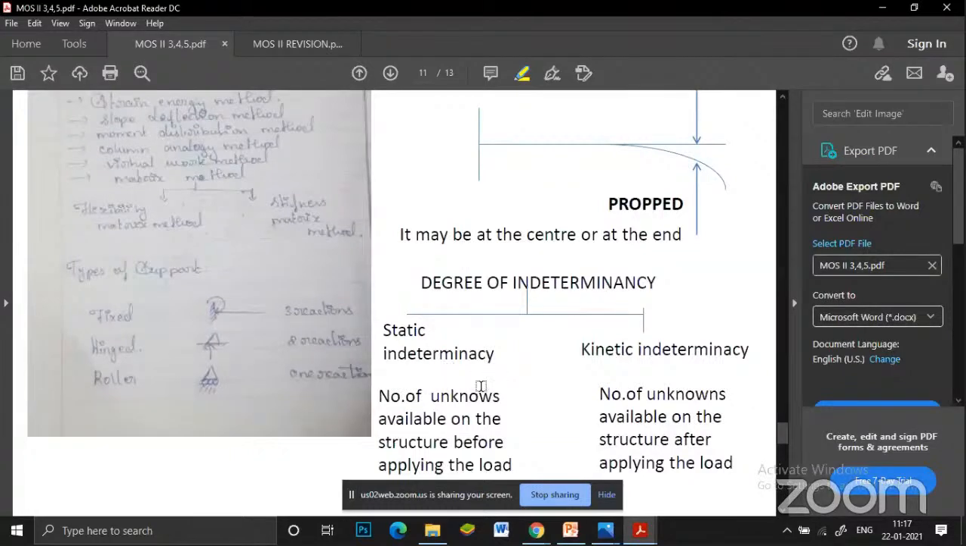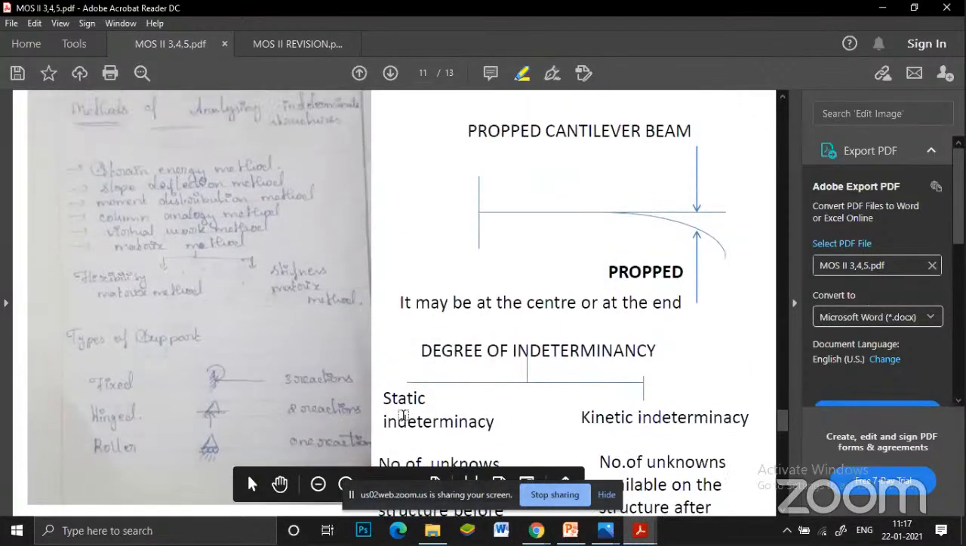Listen carefully. Number of unknowns before applying load. Number of unknown forces after applying the load.